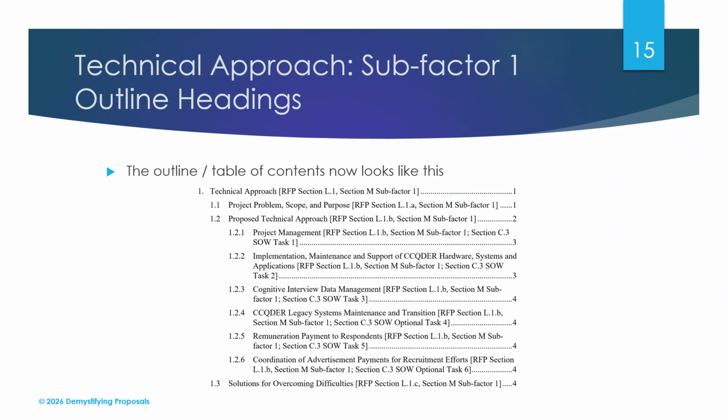So blending our section L and M references, our breakdown of the A, B, and C within section L, those are the level 2 headings. Then we put the level 3 headings as the tasks under the section B of the proposed technical approach. That's how they asked us to lay it out, and that's how we're going to do it so that we are compliant.